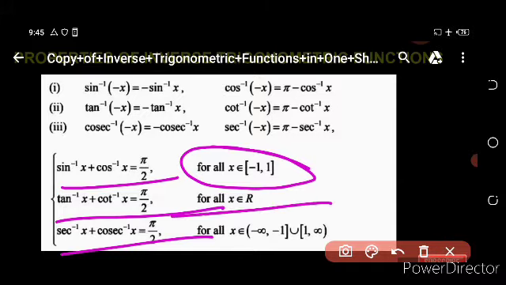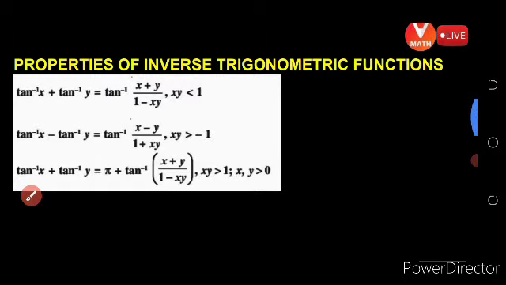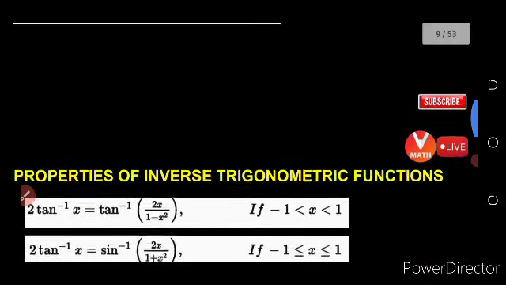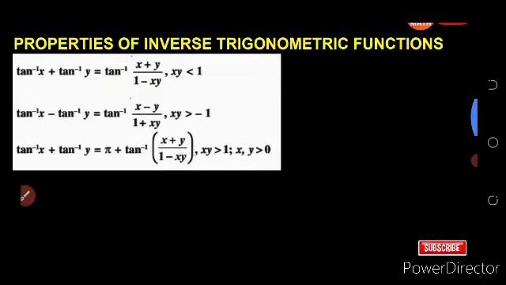The condition for tan inverse x plus cot inverse x equal to pi by 2 is when x belongs to all real numbers. Similarly, sec inverse x plus cosec inverse x is equal to pi by 2 when x belongs to minus infinity to minus 1 union 1 to infinity. Then come to properties of inverse trigonometric functions: tan inverse x plus tan inverse y is equal to tan inverse of x plus y upon 1 minus xy, when xy is less than 1.